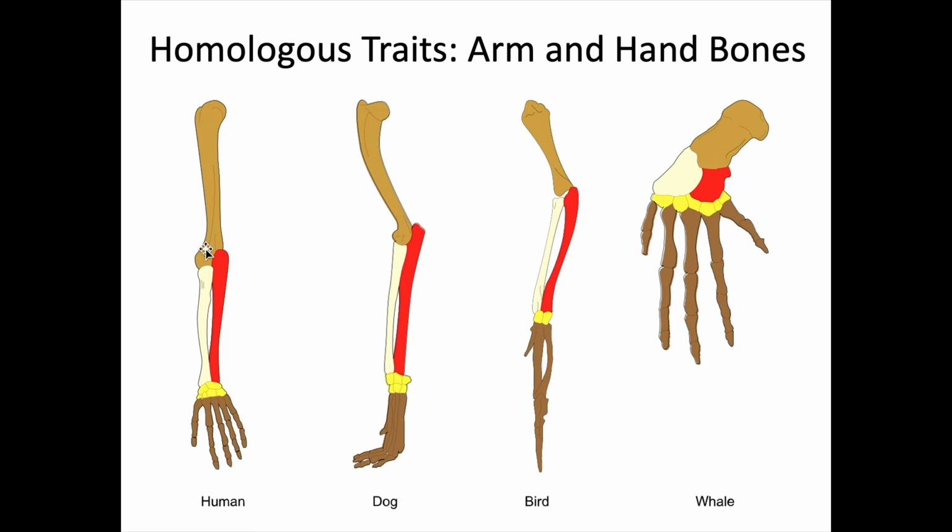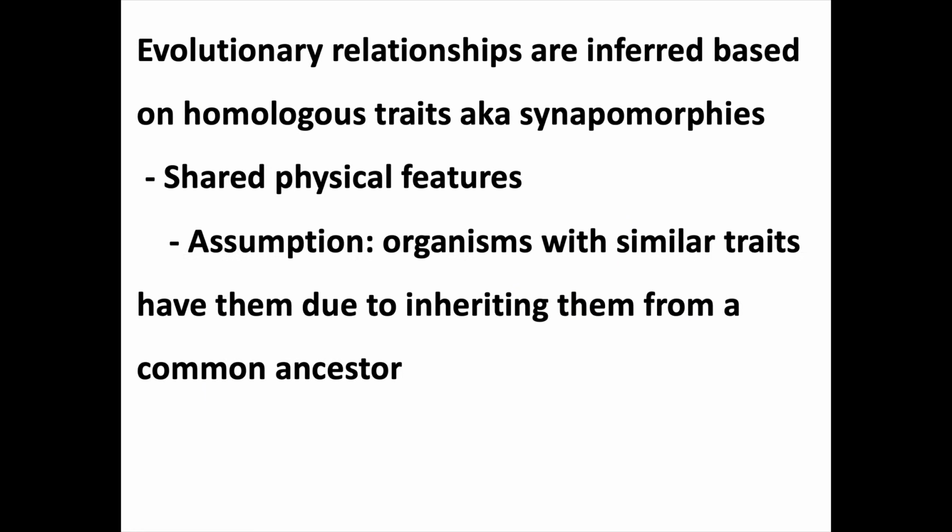And yep, we'll talk about this example in more detail when we get to our vertebrates chapter, but indeed there is an ancient tetrapod that started this whole thing. And so there is a common ancestor between all of these because of this shared feature. So we put together these phylogenetic trees based on looking at physical features that different things have. Again, the assumption being organisms with similar traits have them due to inheriting them from a common ancestor.